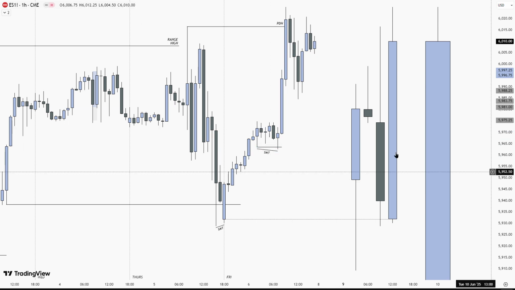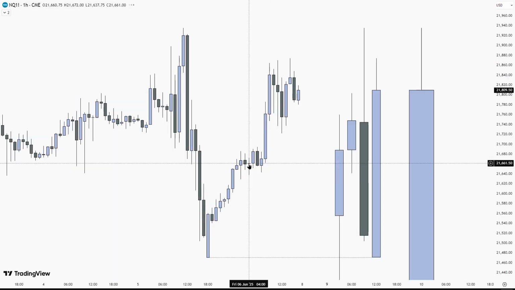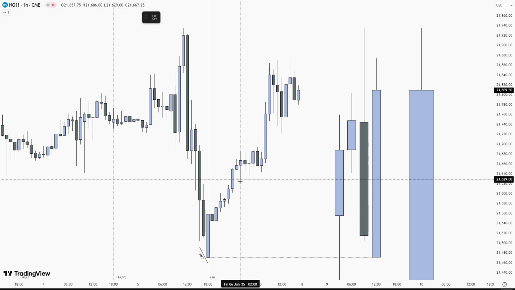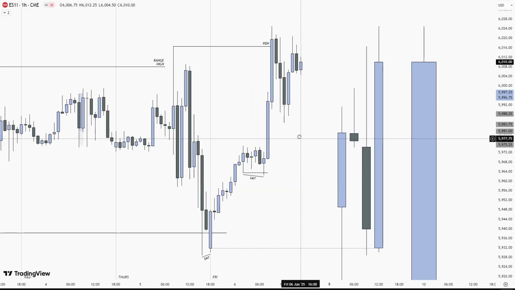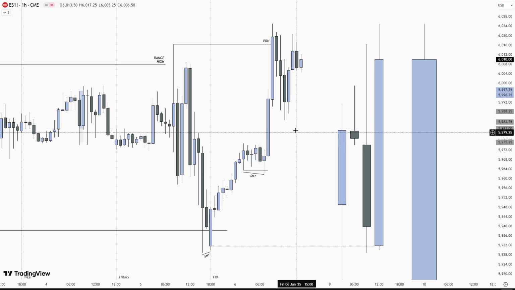Sorry, there was SMT here as well. I can show it to you. These lows, correct? NQ makes a higher low, ES makes a lower low, SMT as well. So this is 7 a.m.